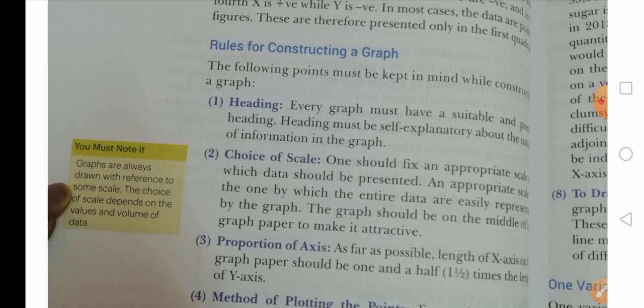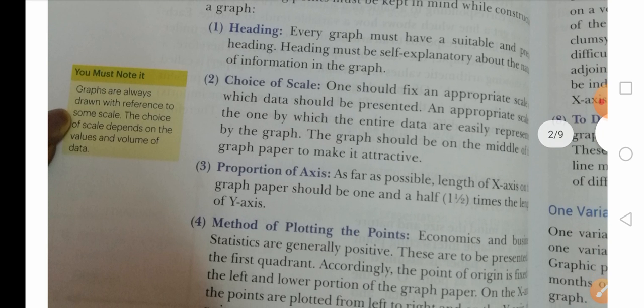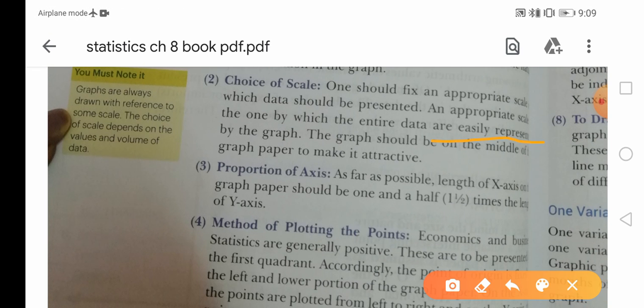An appropriate scale by which the entire data can be easily represented on the graph. The graph should be in the middle of the graph paper. That point O will start from the middle of the graph paper. Next, the third rule of proper graph making is proportion of axis. As far as possible, the length of the x-axis on the graph paper should be 1.5 times less than the y-axis.